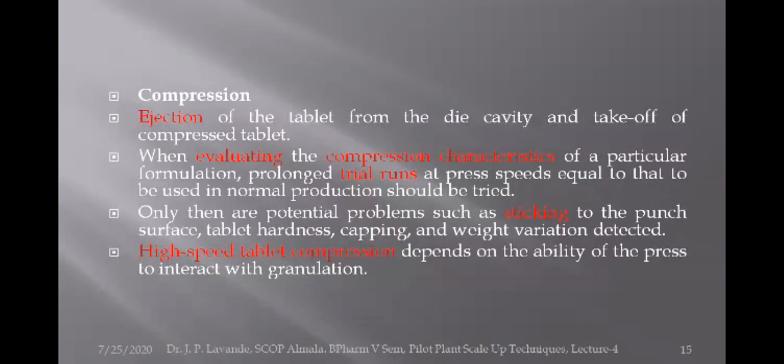The lower punch moves down so that the die cavity is created and the die is getting filled. Then the upper punch comes down and enters into the die cavity. Then the lower punch comes in the upward direction, and between the lower and the upper punch, the tablet is getting compressed. So these are the sequences that occur during the process of compression in tablet formation.